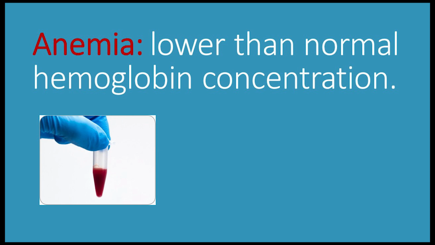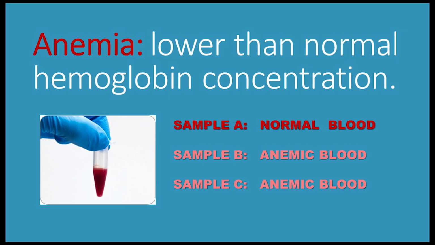In today's lab, you will be given 3 blood samples. Sample A is normal, while samples B and C both exhibit anemia. You are going to use a combination of hematocrits and red blood cell count to determine the cause of anemia in samples B and C.